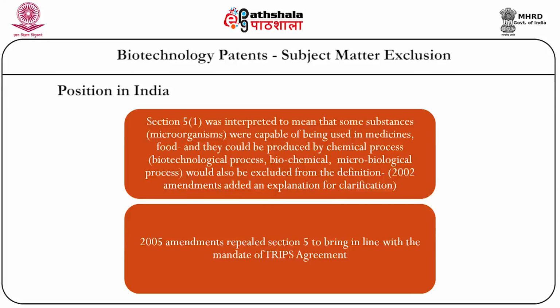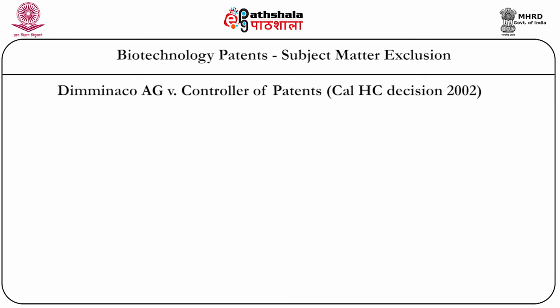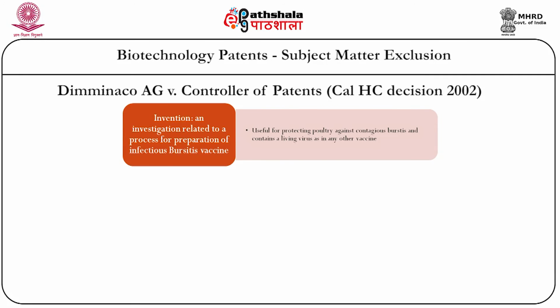Now, what does it then say? One of the early decisions, prior to the 2005 amendments, is Dimminaco AG versus Controller of Patents. In this case, the invention related to a process for preparation of infectious bursitis vaccine. Now, the question is whether it is useful. The invention is actually useful for protecting poultry against contagious bursitis and contains a living virus, as in the case of any other vaccine. Since this vaccine contained a living virus, the patent office seemed to have rejected the application.